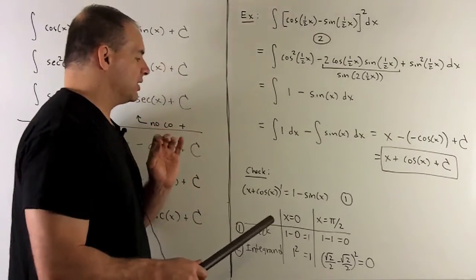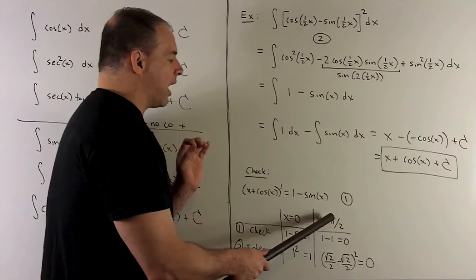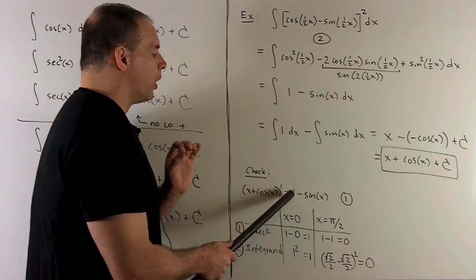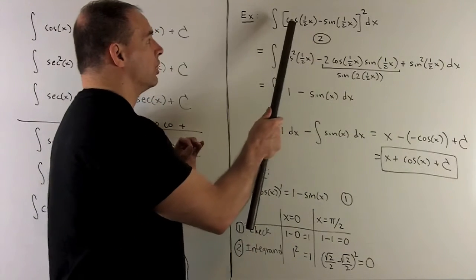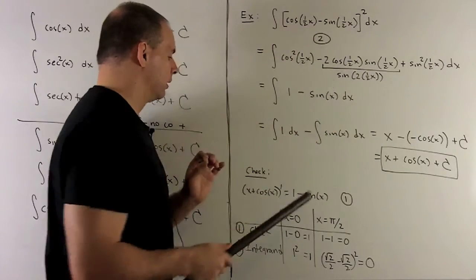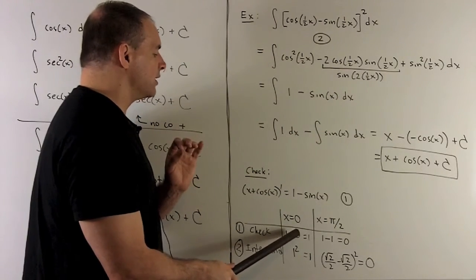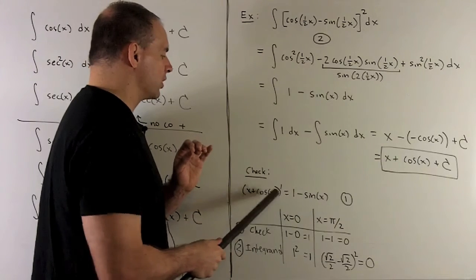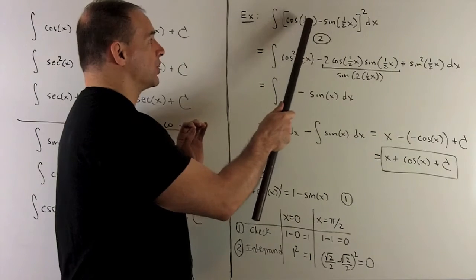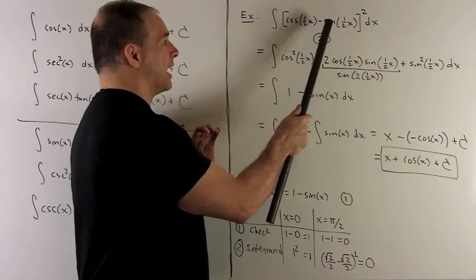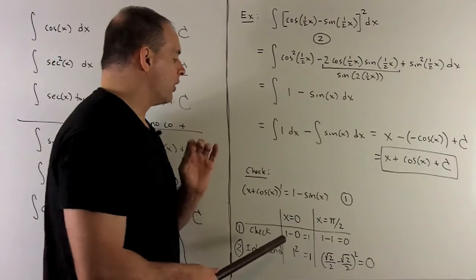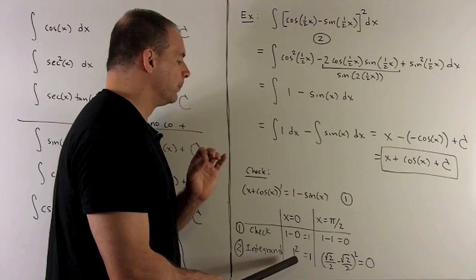So let's try the points x equals 0 and x equal to pi over 2. We're trying to see if at these points, 1 minus sine of x equals cosine of a half x minus sine of a half x, quantity squared. So if we put 0 in each of these, sine of 0 is 0, so this will give me a 1. Then up here, if we put in 0, we'll have cosine of 0, which is 1, minus sine of 0, which is 0. So we get a 1 squared, which is 1. So if we put 0 in, it checks out.